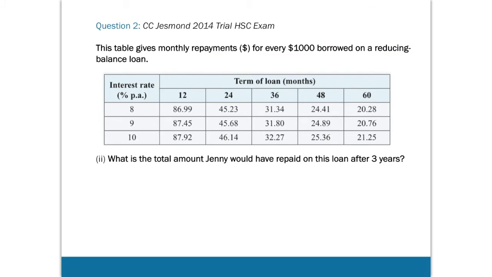What is the total amount Jenny would have repaid on this loan after 3 years? Her monthly repayment, if we look back at the last question, was $683.70. And the length of her loan was 36 months, so 3 years. So all we do now is times that by 36 to see how much she would have repaid over the 3 years. And this is now $24,613.20.